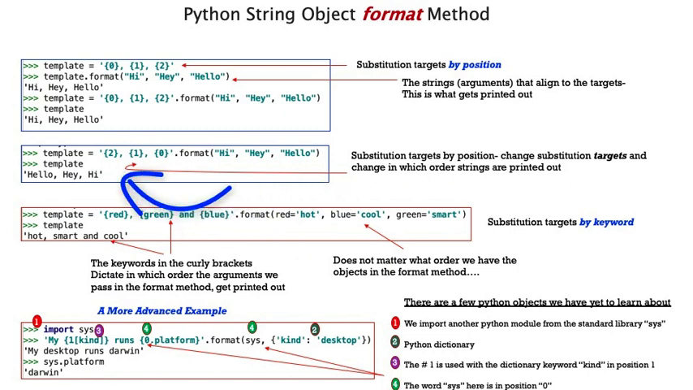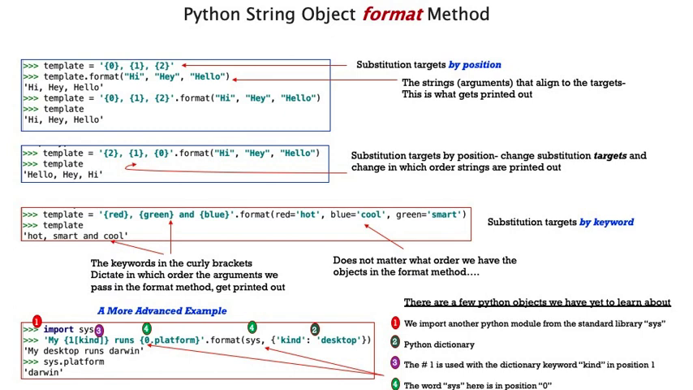In the next snippet of code, we're still using substitution targets by position, but I wanted to emphasize that instead of 0, 1, 2, here we decide to change the order, and we have 2, 1, 0. Now we have hello, hey, hi. Remember, it's still 0-based indexing. 0 is always going to be the first string that appears in the format parentheses, then 1, then 2. But we can print them out in any order. All we have to do is change those substitution targets like we've done here.